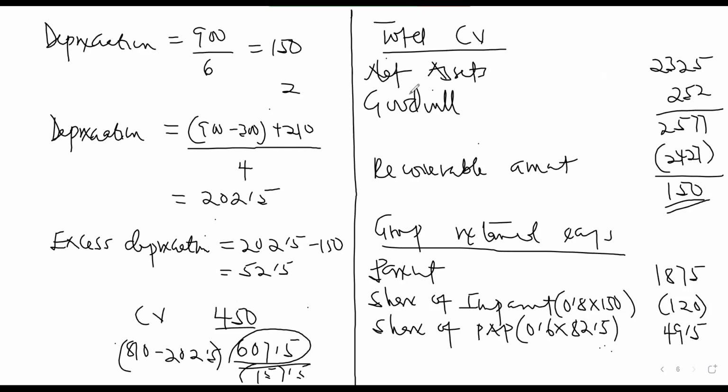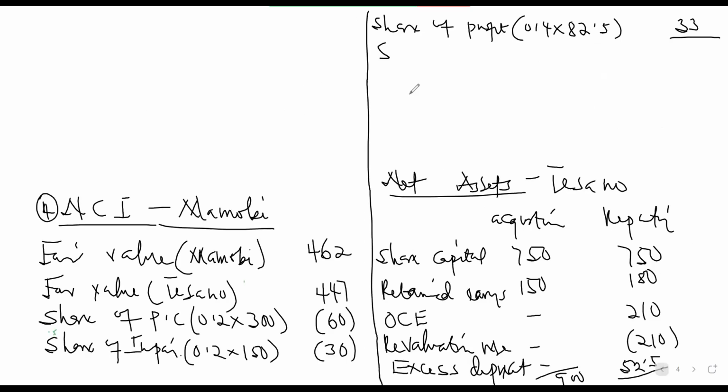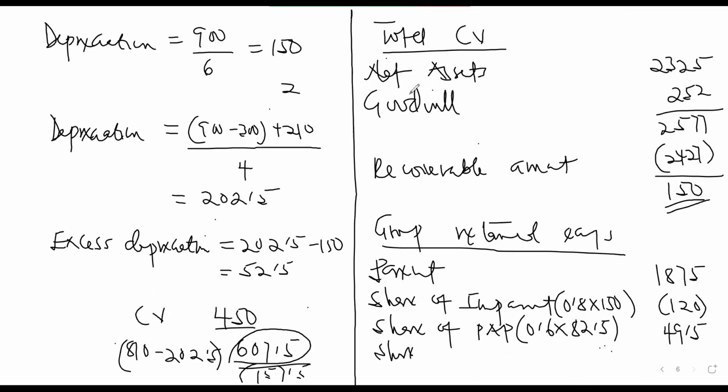So let's share the profit. There will be a share of profit, which is 195, share of profits. This particular one, NCI will be having 20% of 195, and the parent will be having share of post-acquisition profits. That will be 0.8 times 195.